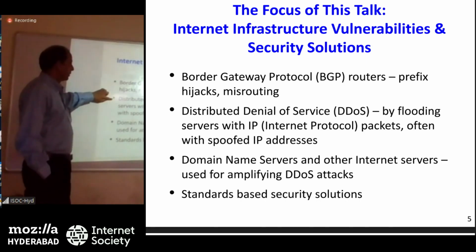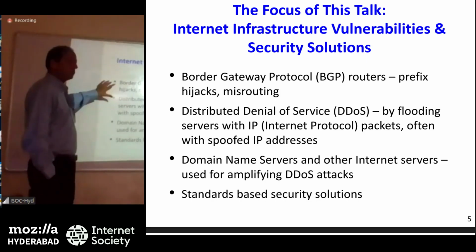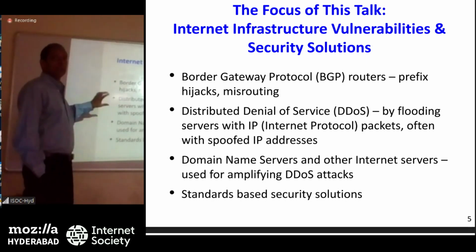Then there are distributed denial of service attacks, by flooding servers with IP packets, often with spoofed addresses. This is something that can also be mitigated in the routers. That's why I'm going to talk about the things that you can do in the BGP router to make the internet infrastructure more secure and robust.